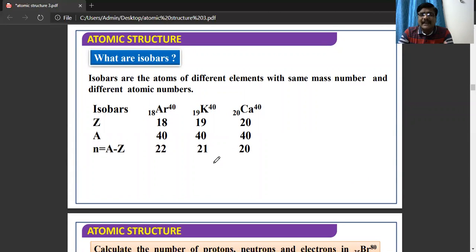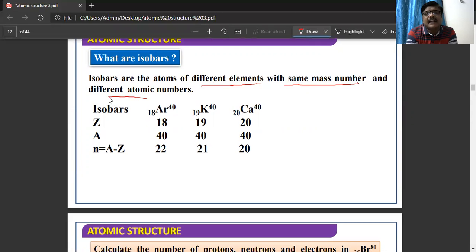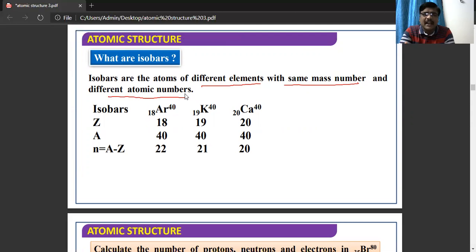Now coming to the second concept, that is isobars. So what are isobars? Isobars are the atoms of different elements with the same mass number but different atomic numbers. So it is the reverse of isotopes. Isotopes have the same atomic number but different mass numbers, but in the case of isobars, they have the same mass number but different atomic numbers.